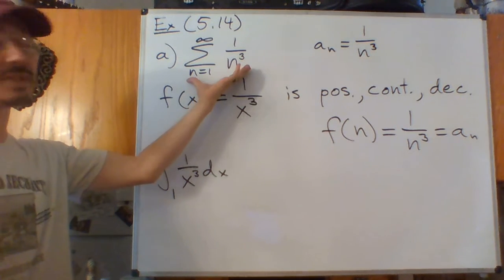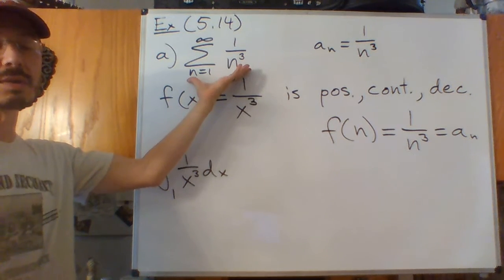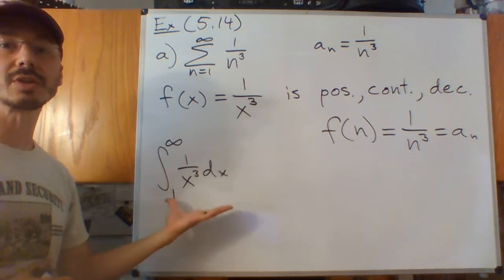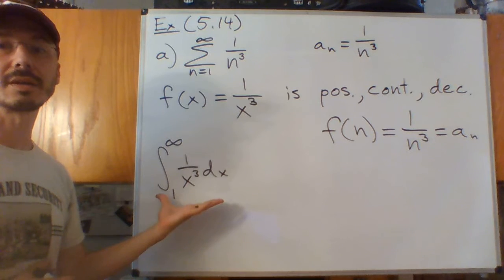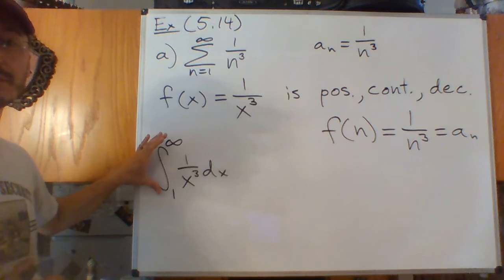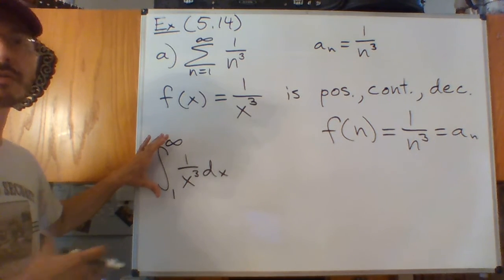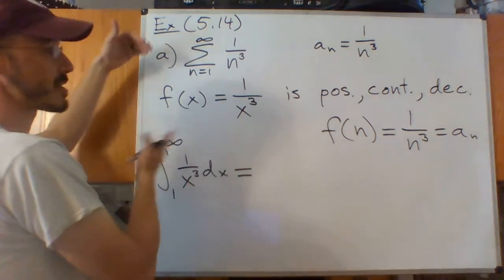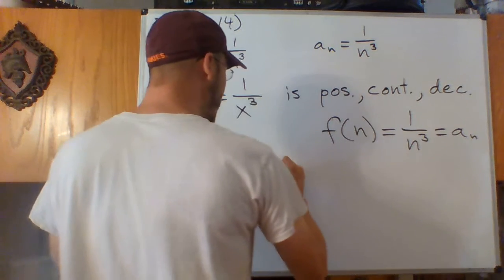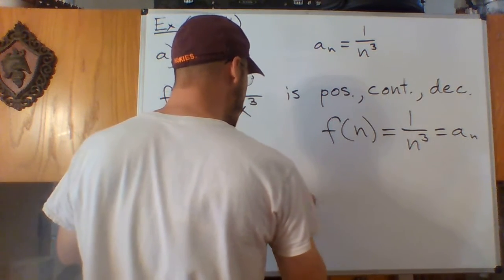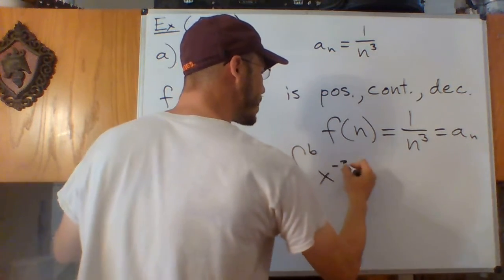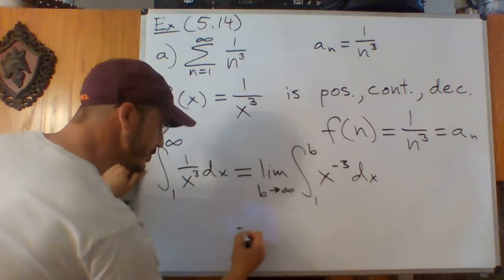So we're trying to find an infinite sum, and not evaluate it, but find out whether it converges or not. So we're going to look at an improper integral, an integral over an infinite interval. And the integral test says that they have the same convergence. So I'll look at this: the limit as b goes to infinity of the integral from 1 to b of x to the negative 3 dx.